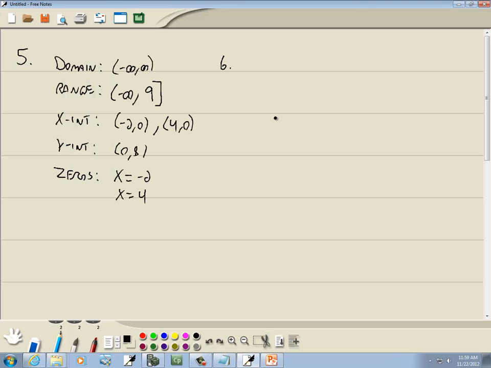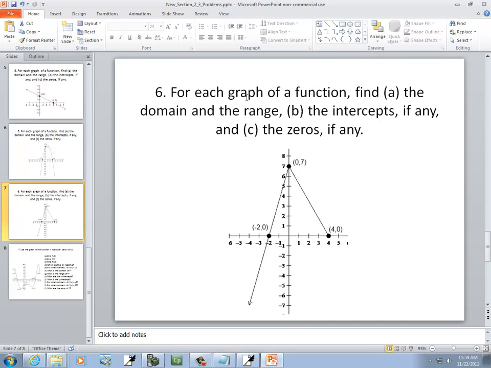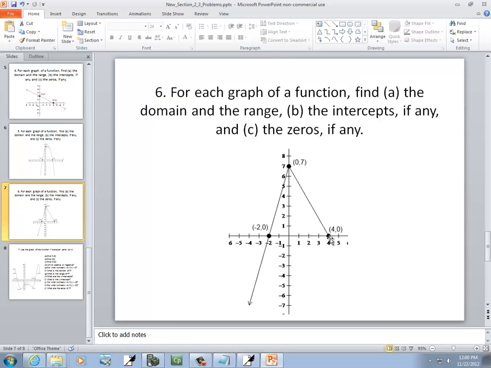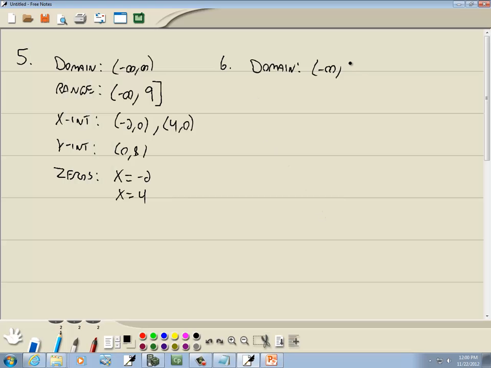Let's look at number 6. Same instructions. It says for each graph, find the domain and the range. Domain is your x values where your graph exists. Well, as it's going down, it's slowly going to the left, so it's eventually going to keep going to the left, which means this goes to -infinity. Now this dot right here means our graph ends there. So if I come to x equals 5, if I go up or down, I don't find my graph anywhere. Actually, the rightmost x value where my graph exists is 4. So it goes to 4 and then stops.